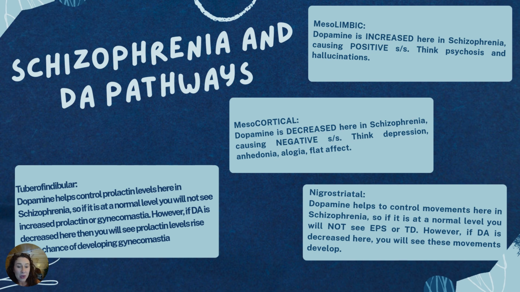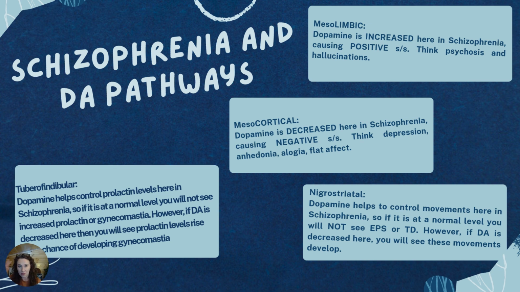So schizophrenia and dopamine pathways. This is what you're going to see on boards mainly. You will see some of the Parkinson's like I talked about, but they really want to know your understanding of schizophrenia, how antipsychotics work, and the dopamine pathways. So all three of those things connected. So this page here will be a good one to screenshot because this is what you're going to get tested on. So mesolimbic, what do we think of?